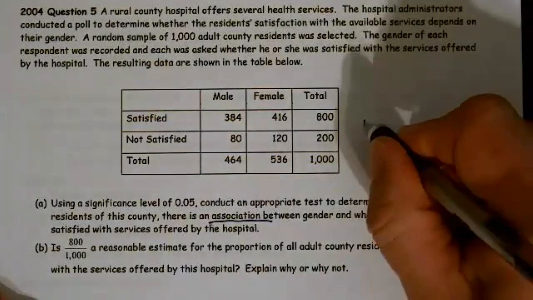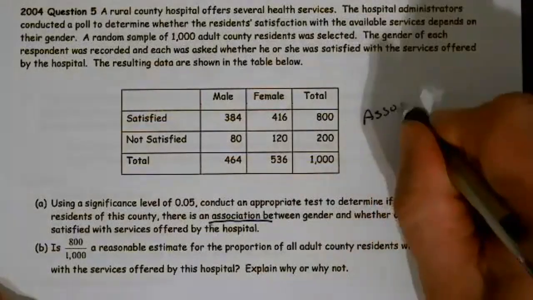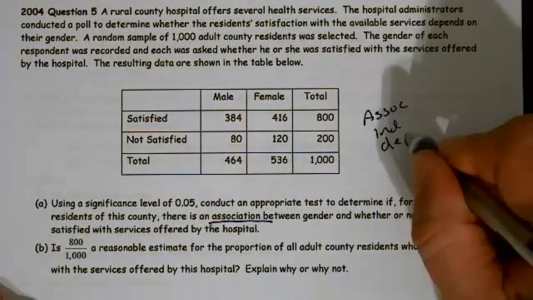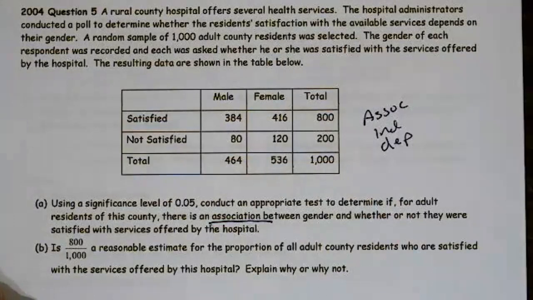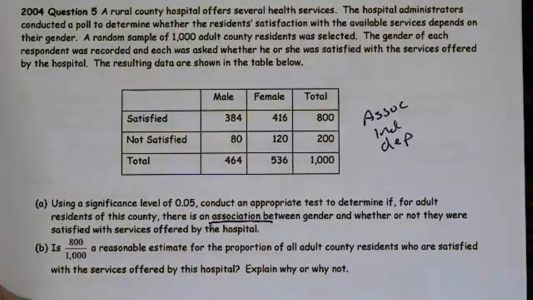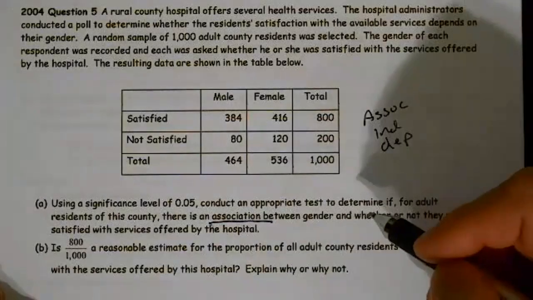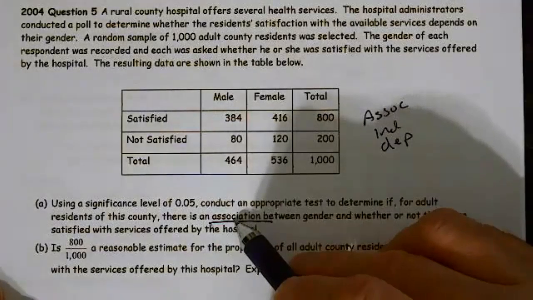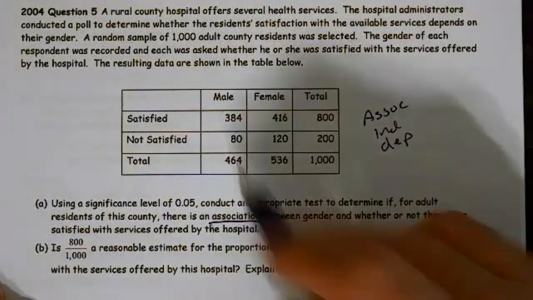So here are some keywords: association, independence, dependent. Typically they mean we're running a chi-square test of independence, assuming that we have something that we can put into a matrix. Well, there was one year they slipped us up. They said it was association, but they wanted a chi-square test of homogeneity. So I need to go back and check.